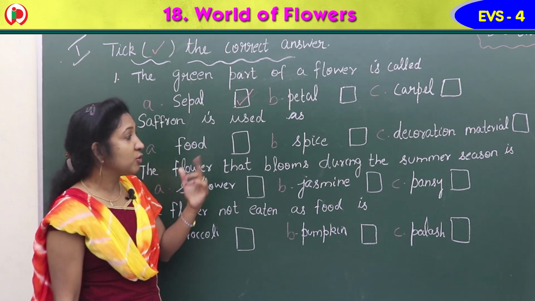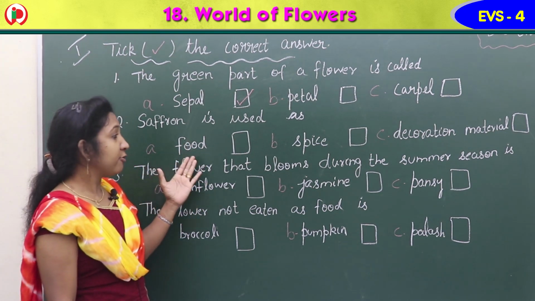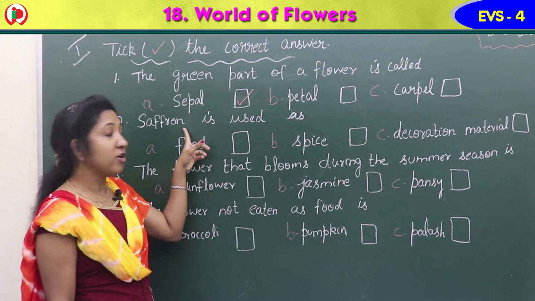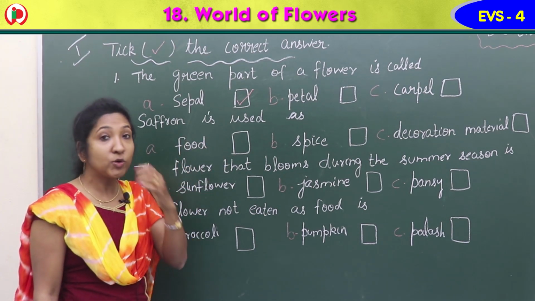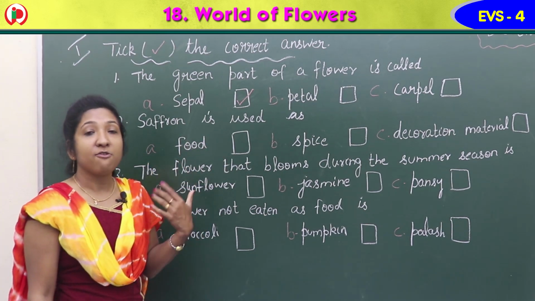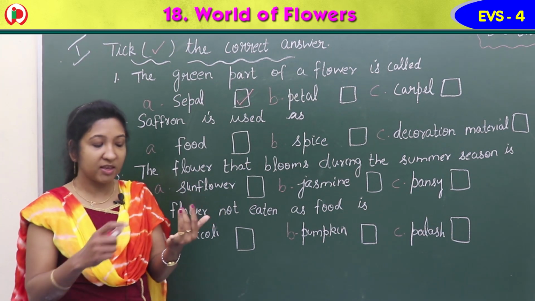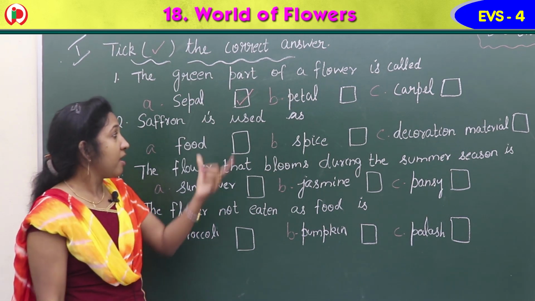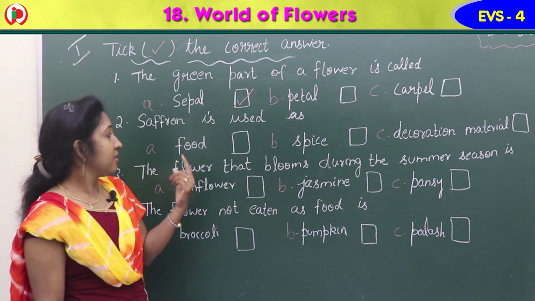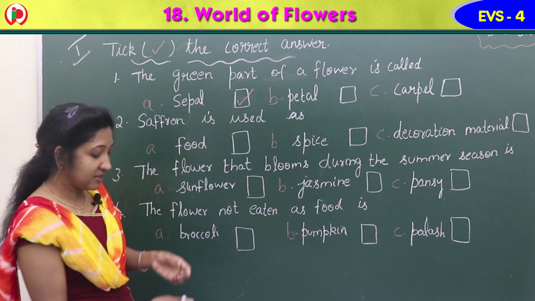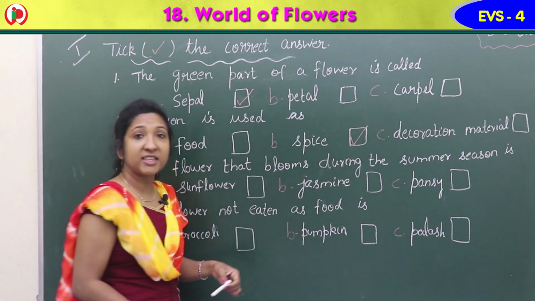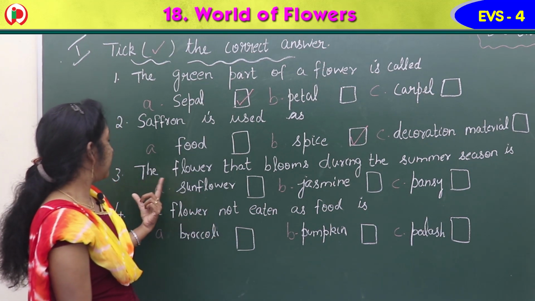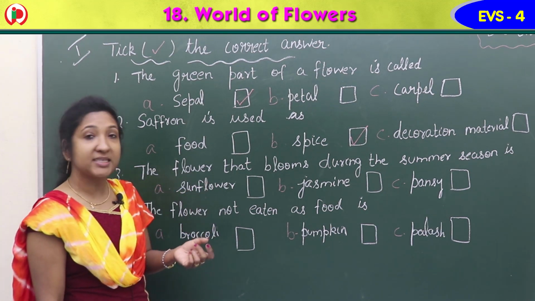Second, saffron is used as option A, food, option B, spice, option C, decoration material. So saffron, we have seen flowers, uses of flowers. In that, flowers we use as food, as spice and as decoration material also. But saffron is used as what? Yes, option B, spice. The most expensive spice, saffron, is made from a flower, isn't it?